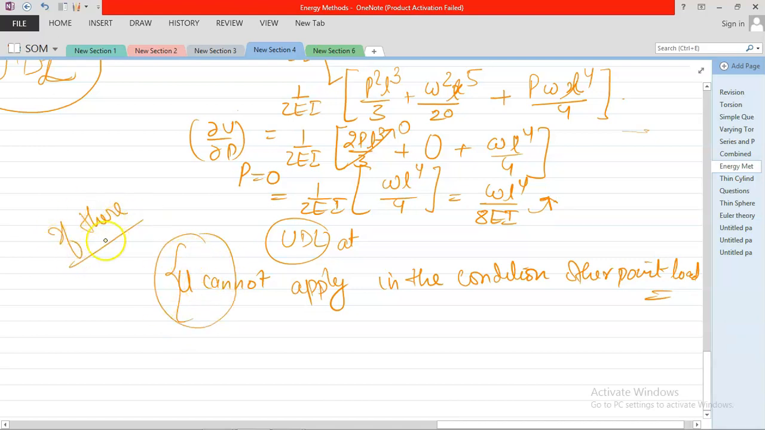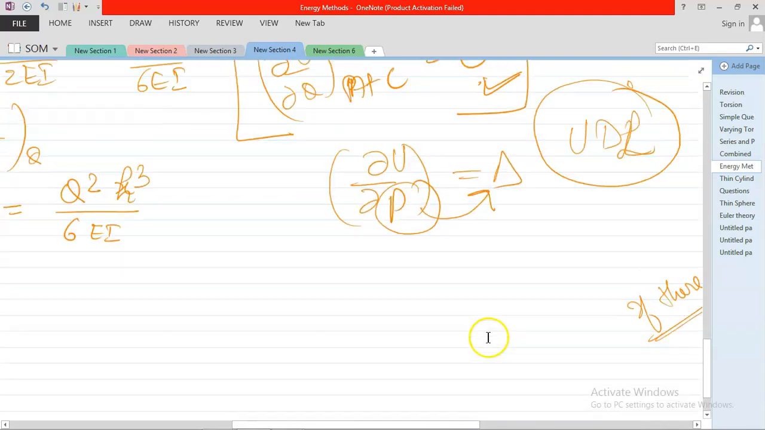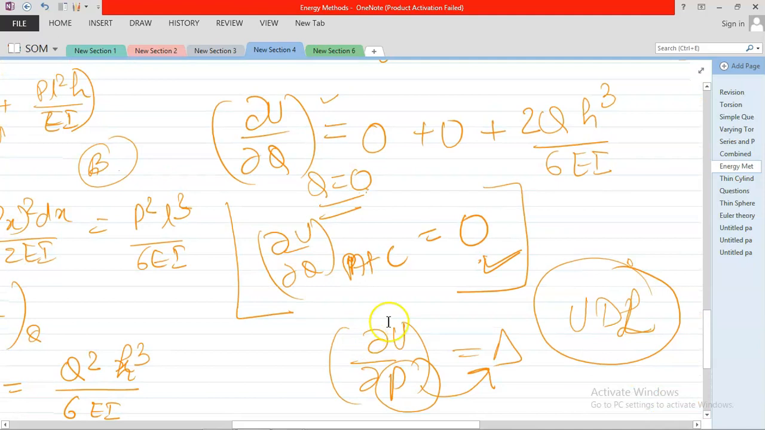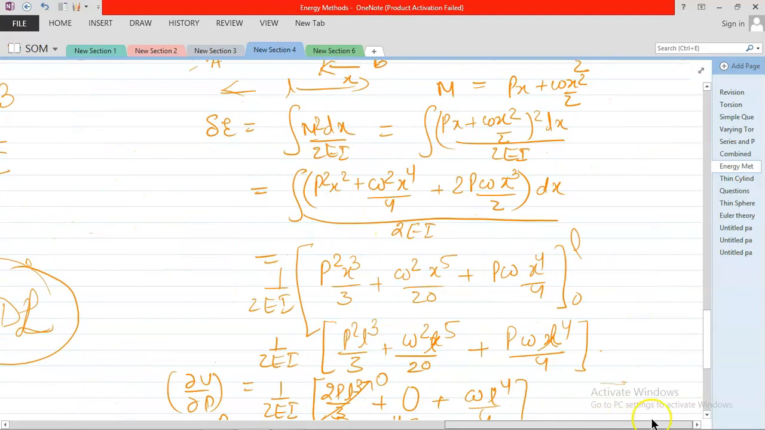So if there is no force, assume a force in this direction. Differentiate with respect to P: find the strain energy, differentiate with respect to that load, and put that load equal to 0. So this is one of the strain energy concepts, and this is a very important concept in deriving any problem. Just like this question here, what I get in this part is what you can obtain. Okay.